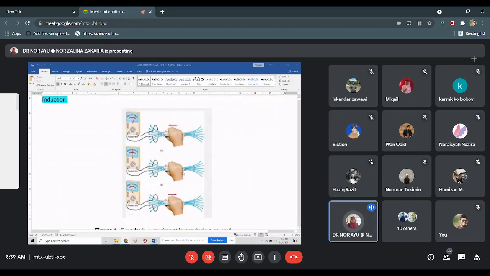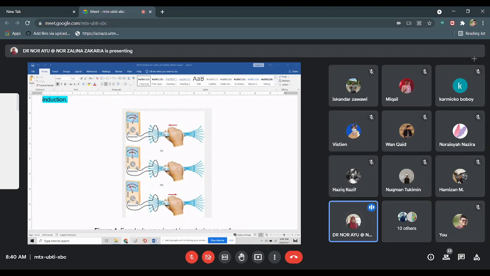If you look at the figure here, this is Faraday's experiment. There are three steps. In the first one, the magnet is moved towards the loop, and this loop is connected to an ammeter, so we can see if there is any current. When the magnet is moved towards the loop, the ammeter will point to the right, meaning there is a current induced in this circuit due to the magnet moving towards the loop.